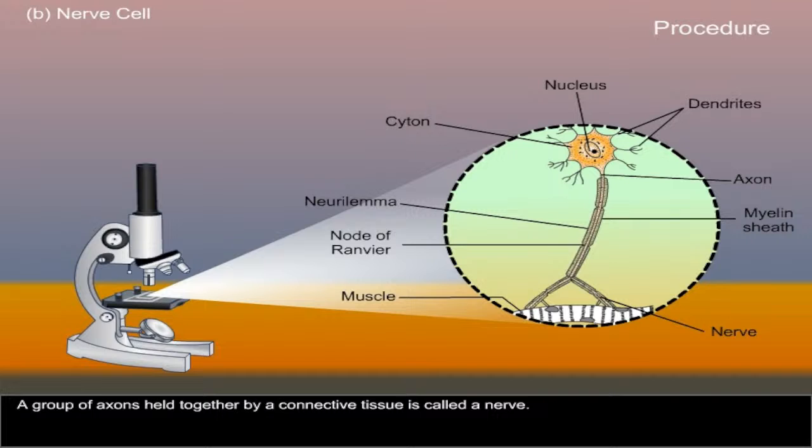A group of axons held together by a connective tissue is called a nerve. The axons are covered with medullary sheath or myelin sheath. At the nodes of Ranvier, the myelin sheath is absent. A membrane called neurilemma surrounds the sheath. The nerve endings are attached to muscles.